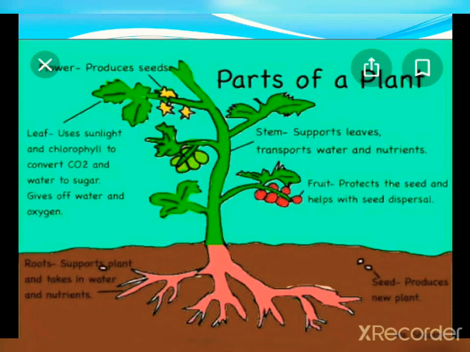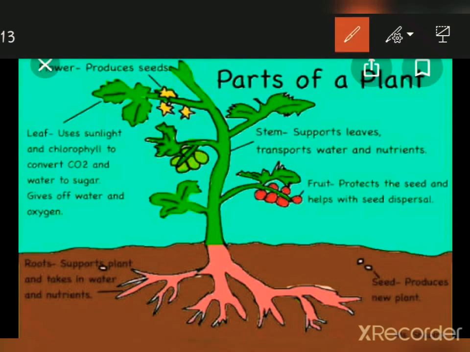Let us learn one by one. First one is the root. See here, root. These are the roots which are below the ground. And what is the function of the root? It fixes the plant in the soil. It is the base of the plant and it is underground.